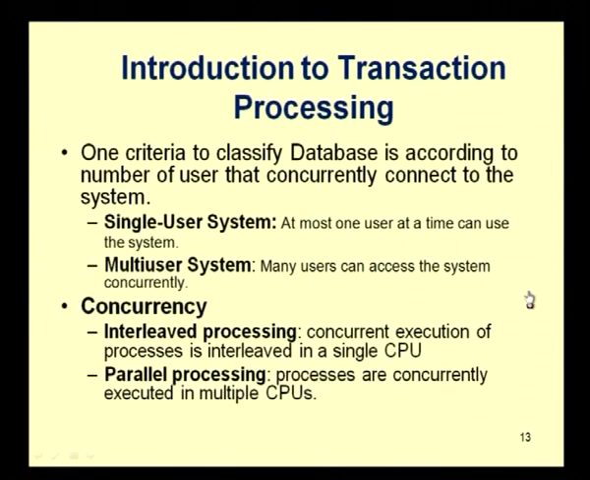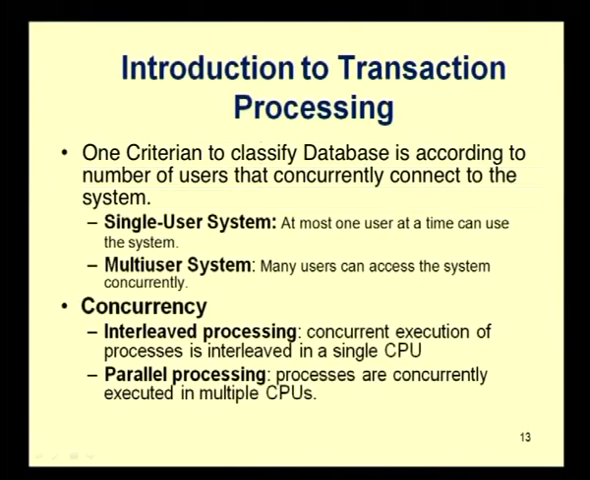So, these three things together are a transaction processing system. Now, let us look at the meaning of transaction processing. We just looked at the meaning of transaction and the special properties of a transaction. Now, one criterion to classify databases is according to the number of users that concurrently connect to the system. You have a single user system, that means at a time only one user can access the system. And a multi-user system; most database management systems today are multi-user systems, so many users can access the system concurrently.